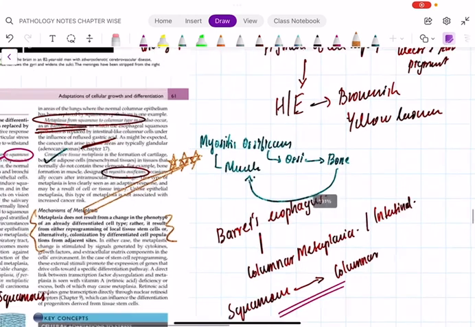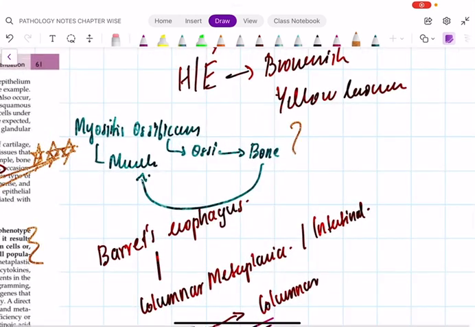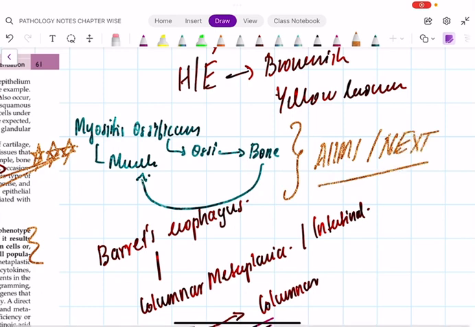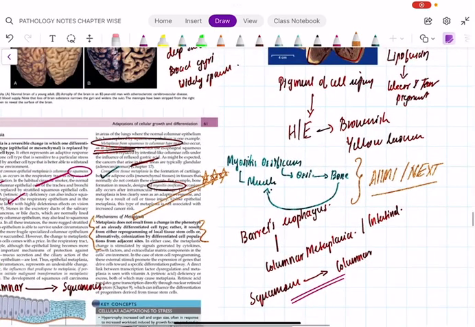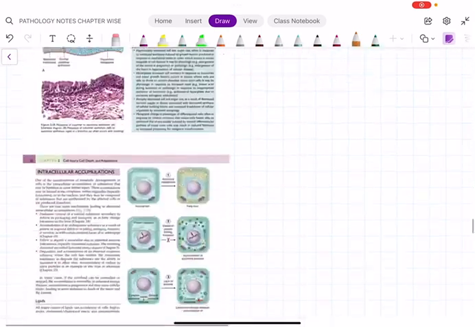So Myositis Ossificans is a potential question. They may ask it in AIIMS or other institute exams, even in your next exam. It is the formation of bone within the muscle as a result of any intramuscular hemorrhage or anything. It is not a pre-malignant condition. Very important. Whereas Barrett's esophagus and the rest of the conditions I have mentioned are pre-malignant conditions.